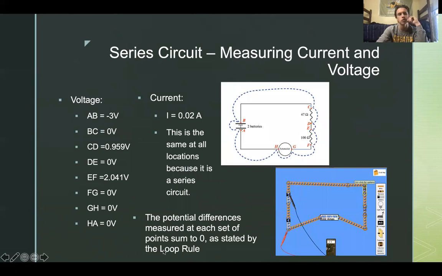Measuring current and voltage in a series circuit. Here we had our potential differences set up on the left. The naming convention for these was the positive terminal on the left, negative terminal on the right. For 8 different locations on the circuit, our current reading was the same no matter what, because we were using a series circuit. The potential differences measured at each set of points sum to 0, as stated by the loop rule. We can see that because we have -3 and our positive potential differences sum to 3, and those cancel out and give us 0.